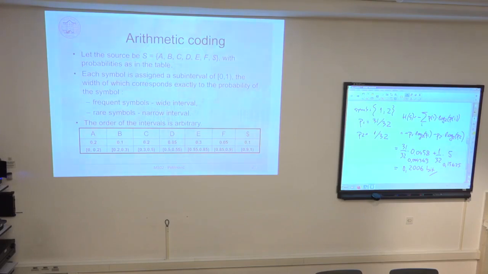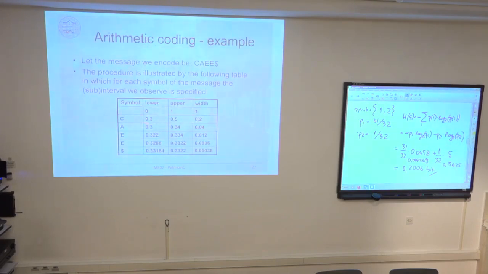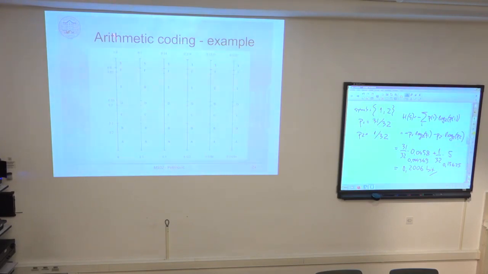Now, this interval, 0.3 to 0.5, which is 0.2 in width, is subdivided in the same way as the original interval 0 to 1. The original interval 0 to 1 was subdivided into regions based on the probabilities of symbols A, B, C, D, E, F, and so on.